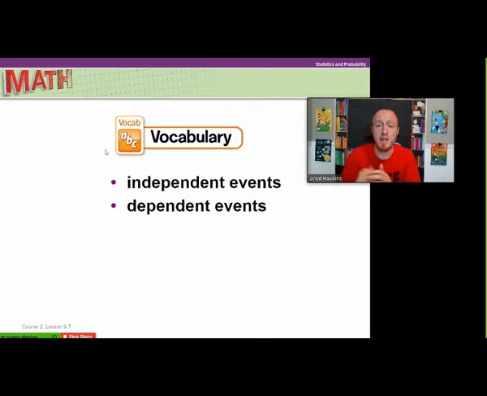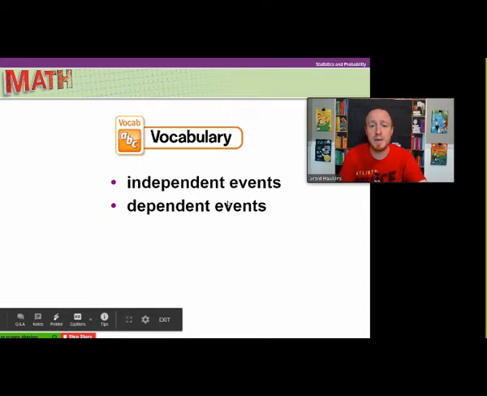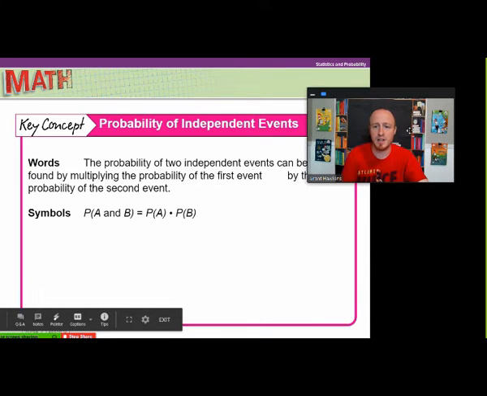Who knows? Now, if you put the red marble I drew back in the bag, then would that be an independent or a dependent event? It'd be independent. It would have no bearing on what the next one is. Just like rolling a number cube, and then rolling it again. You're doing the same event twice, but it doesn't affect the outcome from the first to the second. So that's the difference between independent and dependent events.